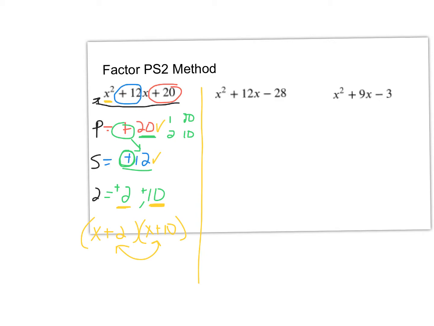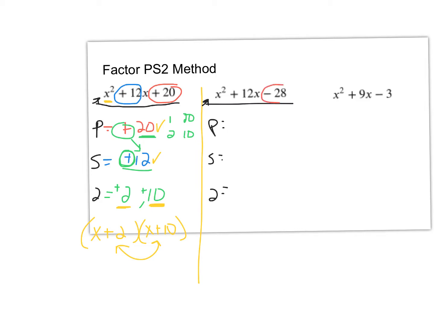All right, let's take a look at our next one. I've got 3 pieces and nothing in front of the square, so that tells me I can use PS2.